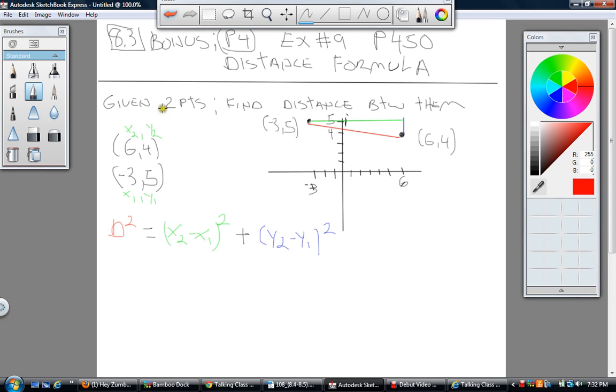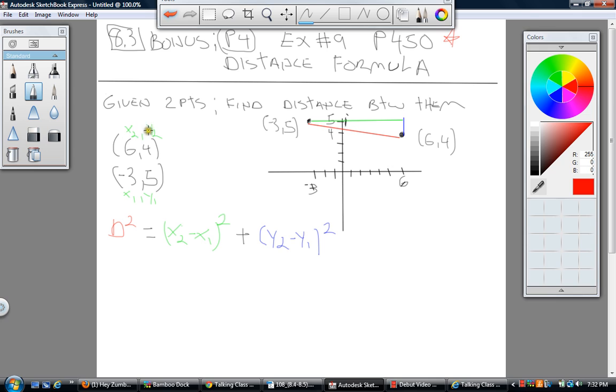We're given 2 points. We're doing example 9 on page 450 out of the book, and they ask you to find the distance between two given points. They give you 6, 4 and -3, 5. Now, first tip: write these ordered pairs in vertical format. Do not write them horizontal. It's much easier because you're going to take the horizontal distance and figure out the vertical distance. So write them vertically.